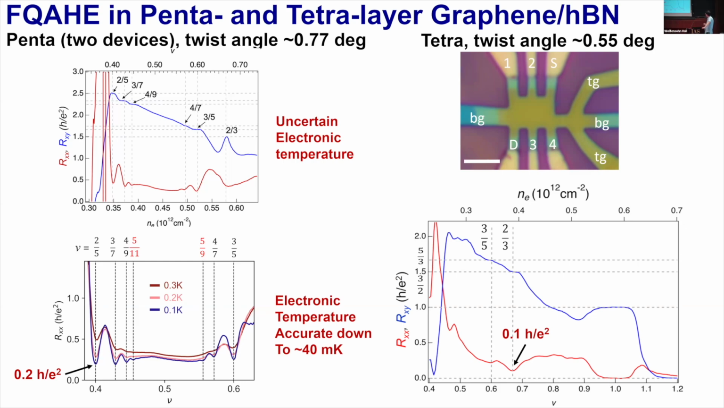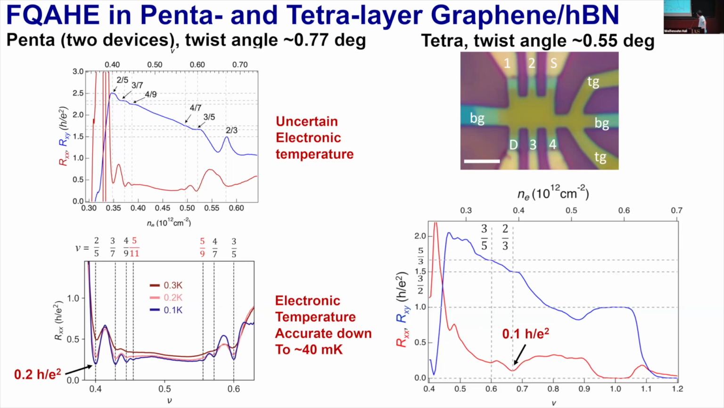You see, this is the integer, filling factor 1, Chern number equals 1. And there are 3/5 and 2/3, both as plateaus in RxY and dips in RxX, okay? The interesting thing is that this tetralayer sample at the 2/3 state shows a residue of 0.1 h/e squared, which is even smaller than the smallest dip in the pentalayer device, okay? So this is about 2.5 kilo.